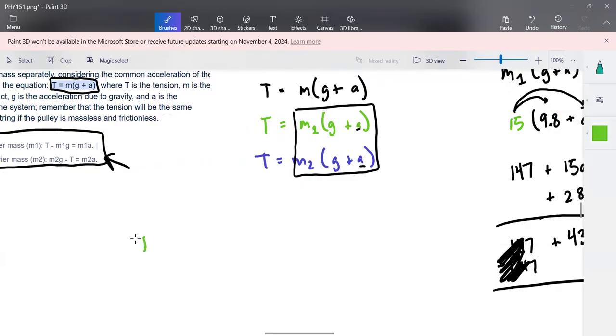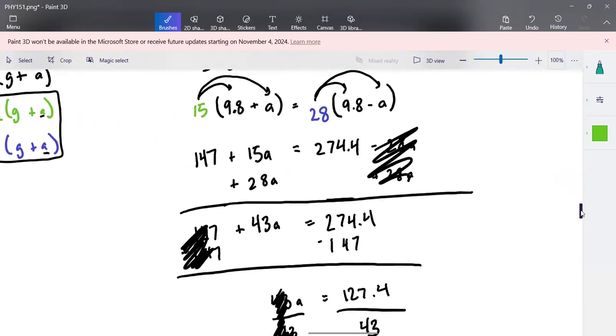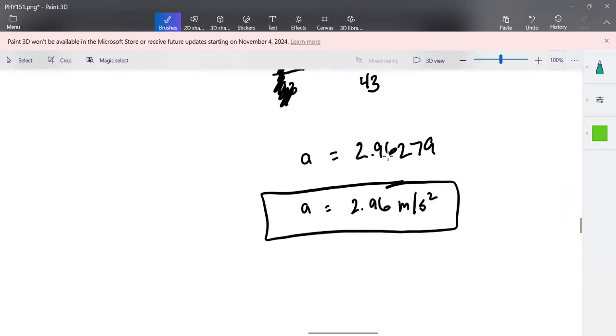Now, I did round, so technically the most correct answer would be if I plugged in the acceleration that I had gotten before I rounded. Remember, I got like 2.96279, and so on, and I did round to 2.96.